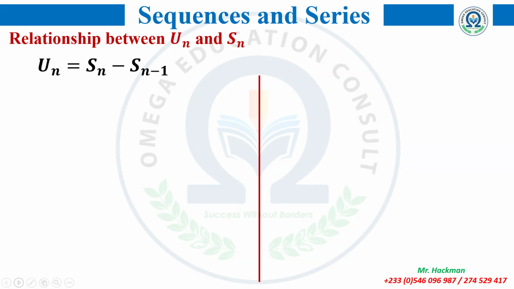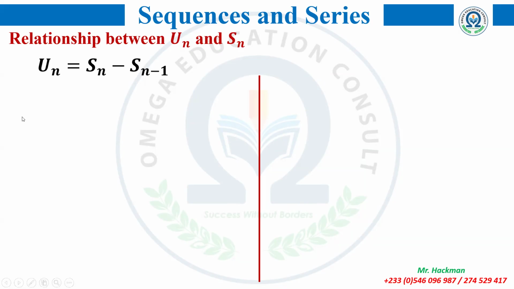However, you are not given U sub n, you are given S sub n. How do I work with S sub n to find my particular terms? You can do that if you know this relationship that we have here. Indirectly, we are going to prove this relationship together, the relationship between U sub n and S sub n. So we said the relationship is given by U sub n is equal to S sub n minus S sub n minus 1. Let's see if indeed this is true.